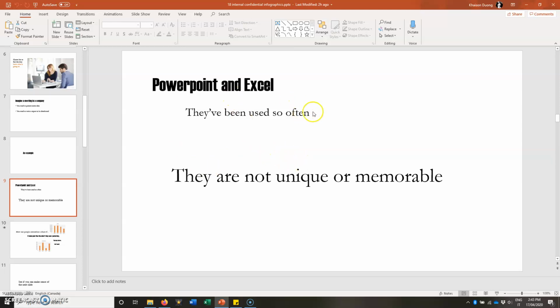Also Excel. Excel is very good at analyzing data, but often it only makes sense to the person who has actually analyzed the data, right? Once you've analyzed the data and you try to present it to somebody else, the other person doesn't know what you're talking about. You know what you're talking about because you're the one that made it, but other people may not. So you have to go that extra step.